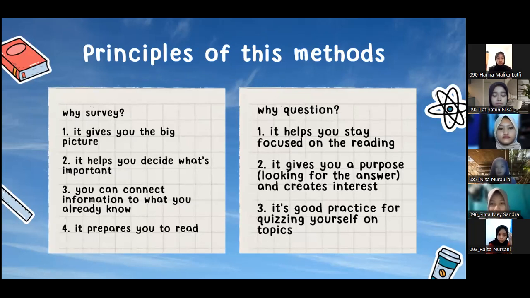And the second principle is why question. 1, it helps you stay focused on the reading. 2, it gives you a purpose, looking for the answer, and creates interest. 3, it's good practice for quizzing yourself on the topics. Next, please.